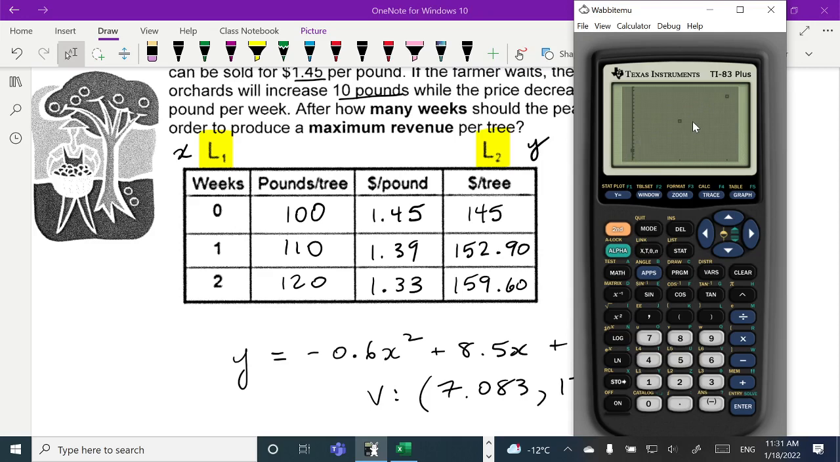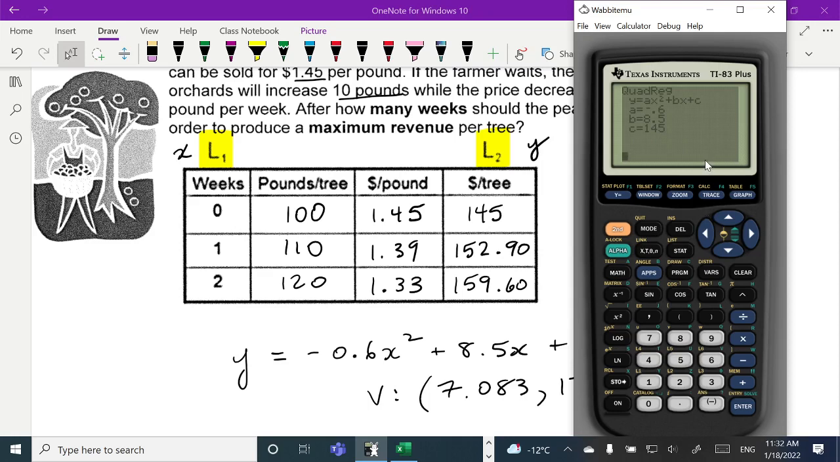Now, how do I do the regression part? How do I find the actual thing? Well, you do this. You go stat, calculate. And can you see what number 5 says? Quadratic regression. And then you tell it which X and Y to use. List 3 and list 4. And there's the same equation we got from Desmos. Negative 0.6 for A, positive 8.5, and positive 145.